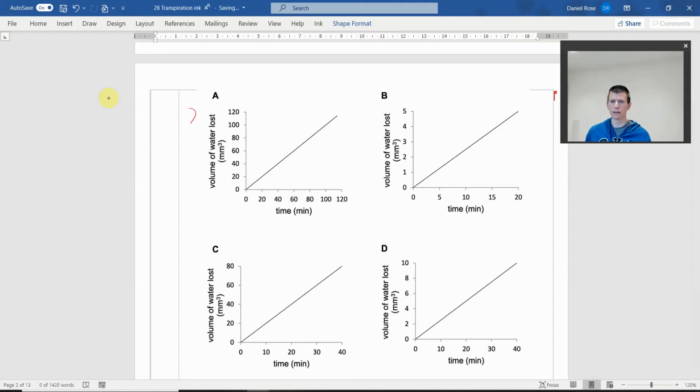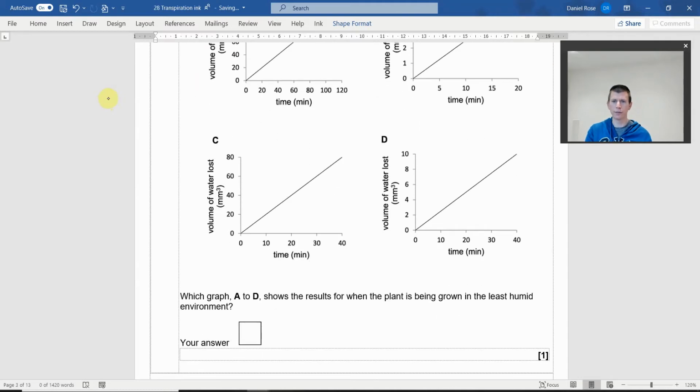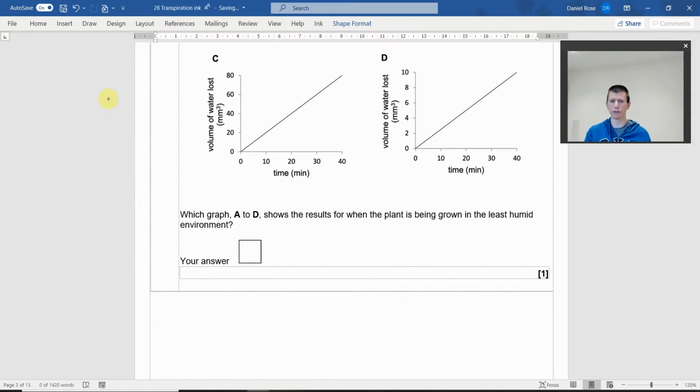This one here, volume of water lost, could be a bit of a nasty. They have changed the axes. This is not a great way to display data because it's not directly proportional. This would be much lower if it was drawn on that graph. 80-40 and 10-40, so that would be much steeper. So they're a little bit nasty, these graphs, but you need to spot those axes, otherwise the two all look identical. Which graph A to D shows results when the plant is being grown in the least humid environment?